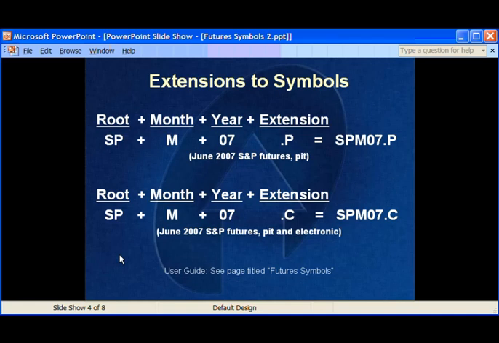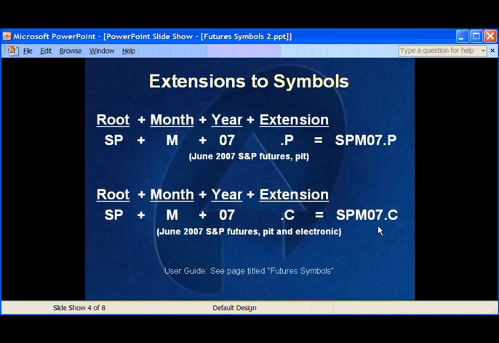So here's what some of those symbols look like. If we had SPM07, the same symbol we were looking at earlier, and added a .P, now we're designating pit only. Those daytime hours in Chicago. And if we make this .C, now it creates one symbol that displays the daytime pit and the overnight Globex market.